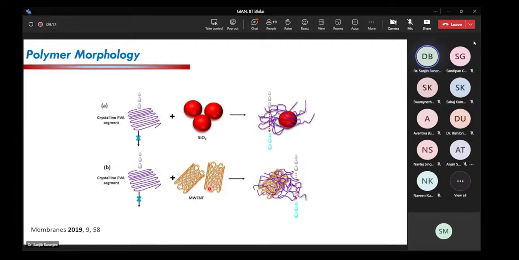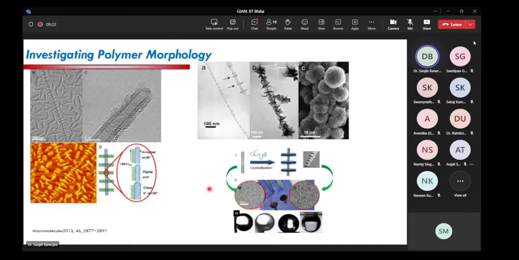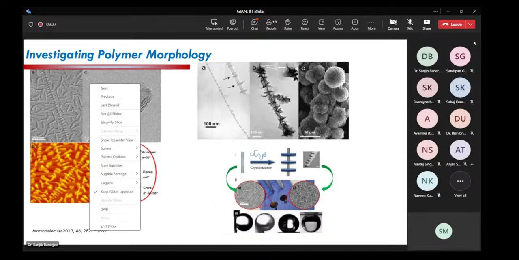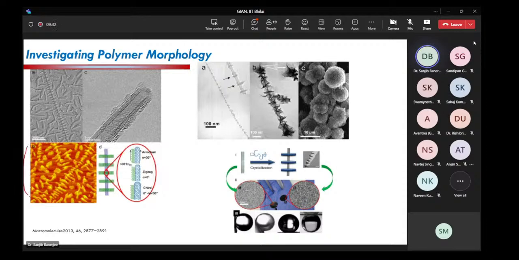These are a few techniques using which you can study polymer morphology, right? Now tell me, this is a question for you. What analytical technique is used to take this image, the highlighted one? Can you write it in the chat? So you have 2 minutes to answer. Let's see how many of you can get the correct answer. Based on the discussion which already happened, I assume most of you will get the correct answer, but let's see.